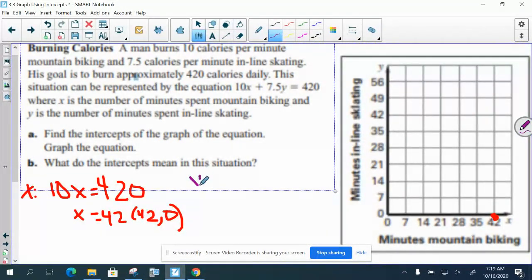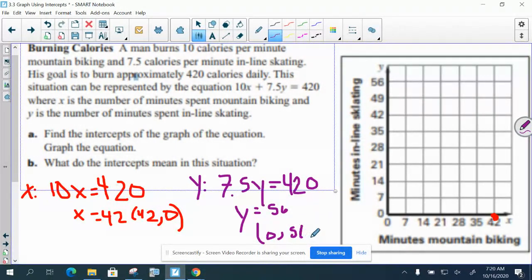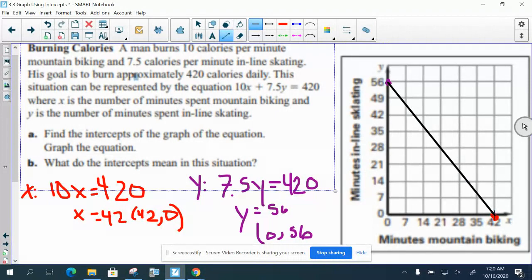And then for the y-intercept, we would have 7.5y equals 420. Divide 420 by 7.5, and you get 56. So that would be (0, 56). And they have conveniently located that for us on the graph. You could draw a line segment from one point to the other.